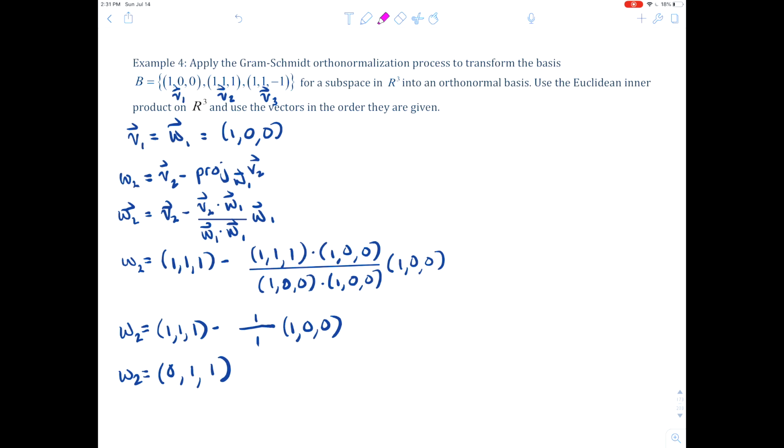So where were we here? W1, all right? That's all the W1s. And then our V2 was here, okay? And that's where this came from.